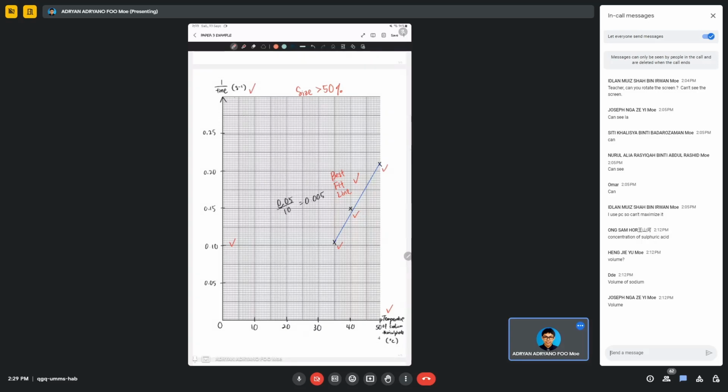Y-axis, x-axis with labels. Scale must be uniform. You plot all your data on the graph. Don't care whether it is correct or not. Then draw the best fit. If the examiner or marker is okay, they will just give you 4 marks, because the main thing is that we see whether you can draw a graph. Alright, so this is the technique. Do you understand? I hope you understand.